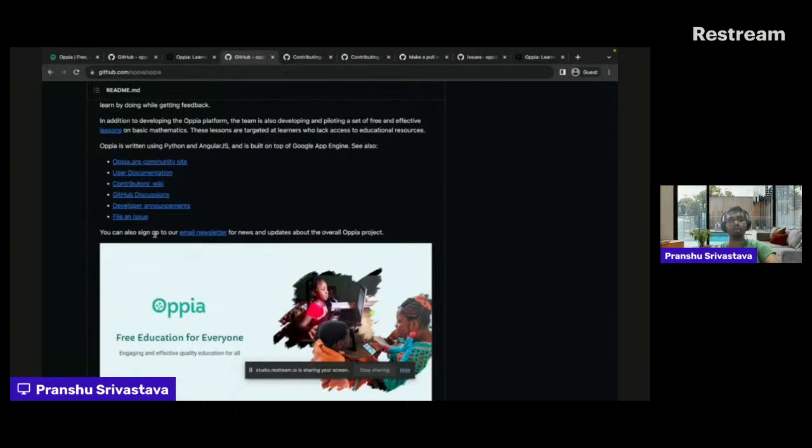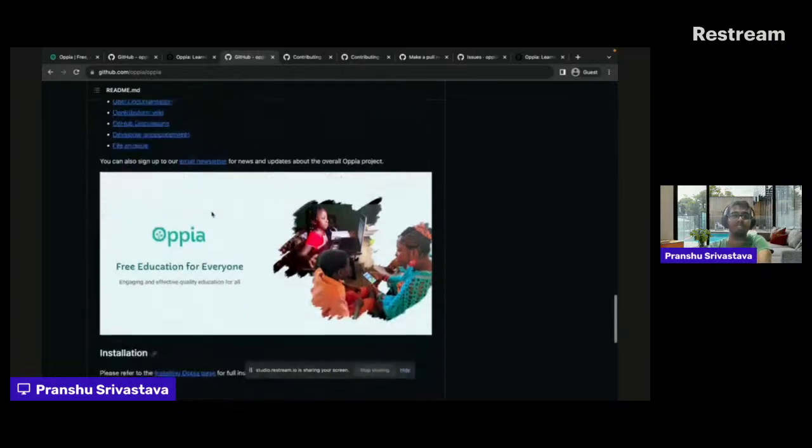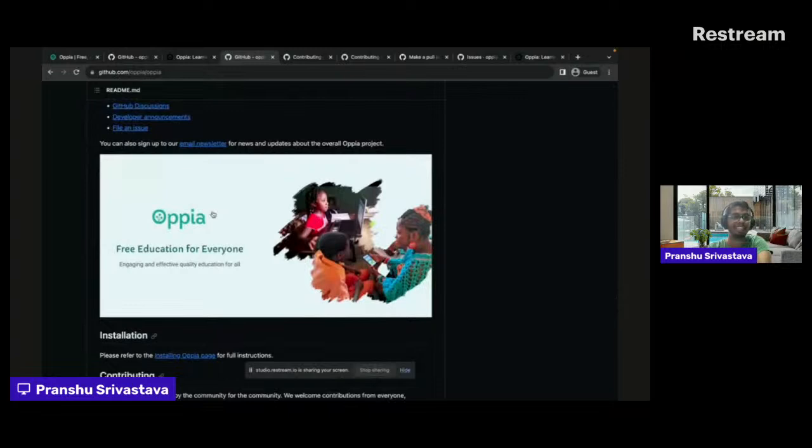You need to reach out to the maintainers on Google Chat and basically contribute accordingly. So this is what good documentation looks like, and this is what you should be aiming for when contributing documentation in open source projects. And this is basically what I wanted to talk about, and that's it.